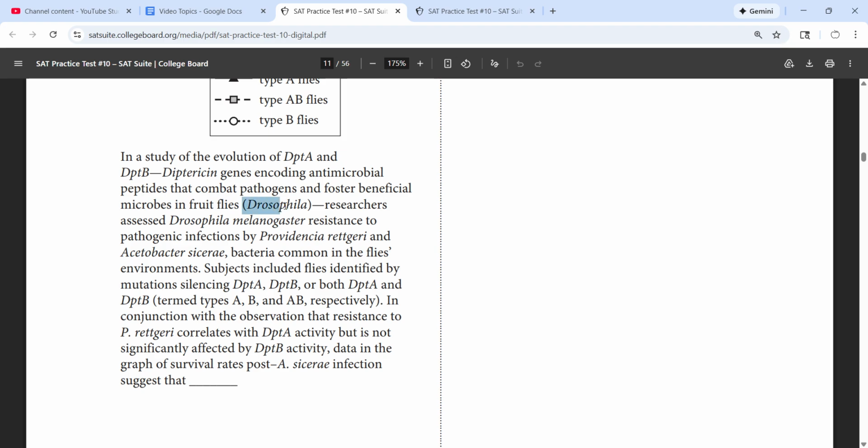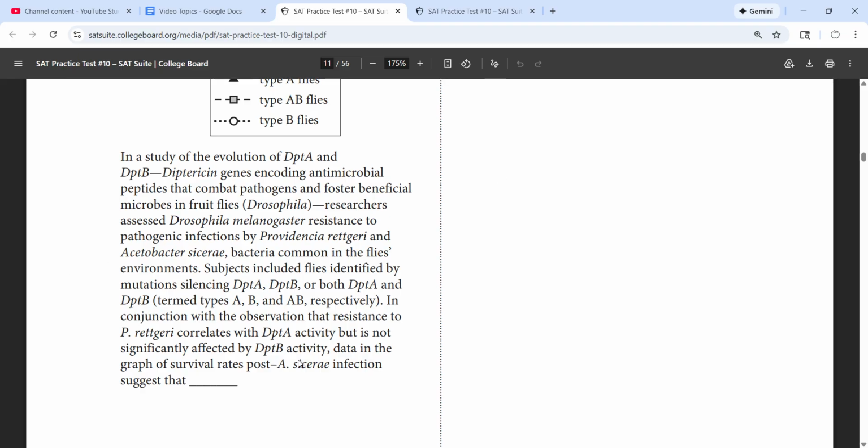fruit flies, Drosophila. I will also say, whenever I do an example problem with a student and I read the text out loud, I often skip the Latin names because we don't need to waste time having me try to pronounce Latin names, researchers' names, if it's not super relevant for the text, right? Just FYI. So, fruit flies, Drosophila. Researchers assessed the fruit flies' resistance to pathogenic infections by, we could say PR, some Latin name, and AS, bacteria common in the fly's environments.